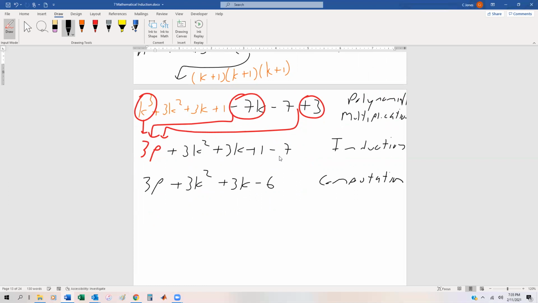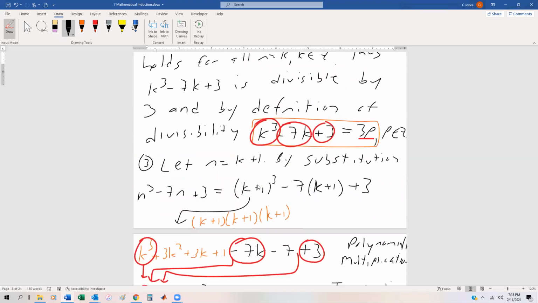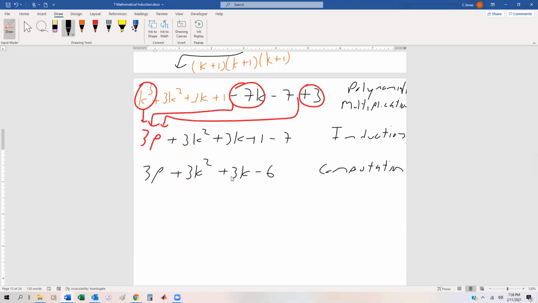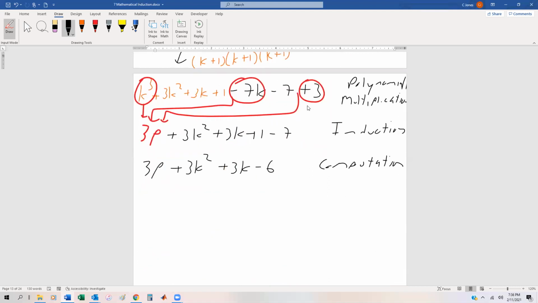What are we trying to do? We're trying to show that it's divisible by 3. Well, it looks like everything has a factor of 3, so let's factor a 3 out. So we have 3 times the quantity p plus k squared plus k minus 2, and that's just by factoring out a greatest common factor. We know that p is an integer, k is an integer, and 2 is an integer, and hence addition, multiplication, and subtraction of integers becomes an integer. So we're going to call this 3q, where q is an element of Z, by closure.